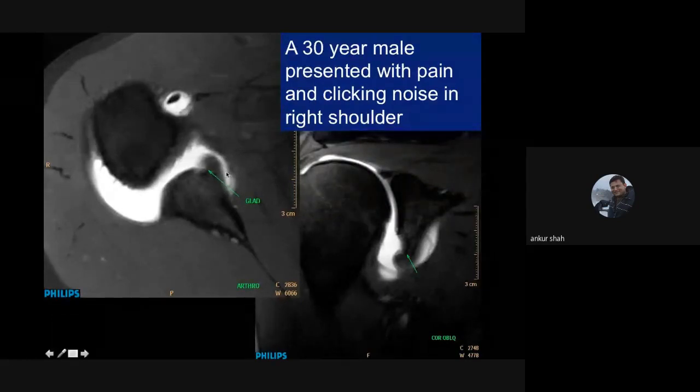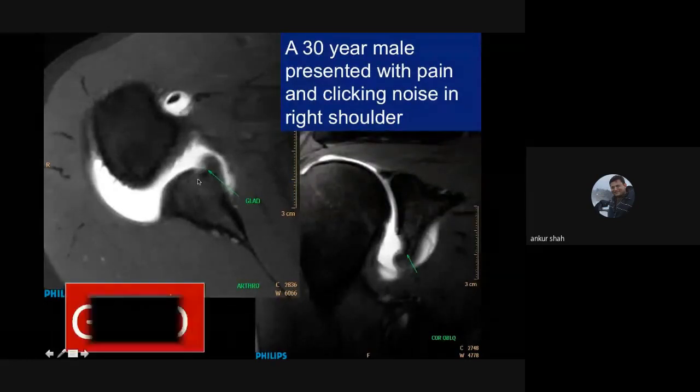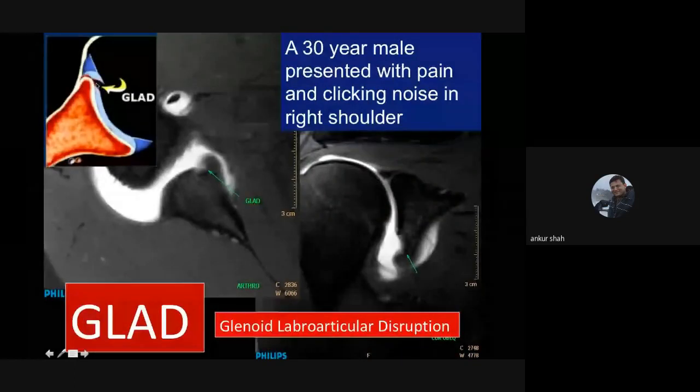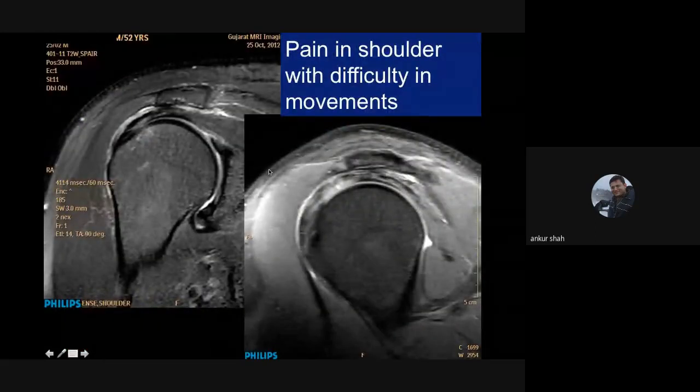Similarly, here on arthro, we can see a GLAD lesion, that is a defect in the labrum. Along with that, there is a defect in the articular cartilage. So this is known as the glenoid labroarticular disruption or the GLAD lesion.